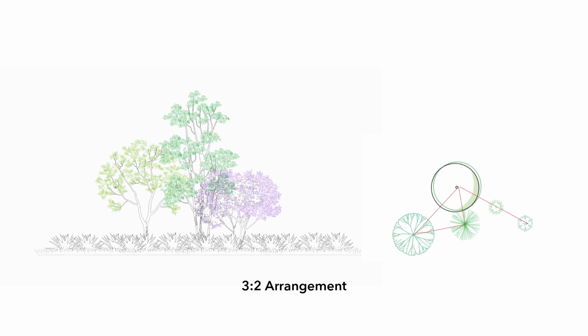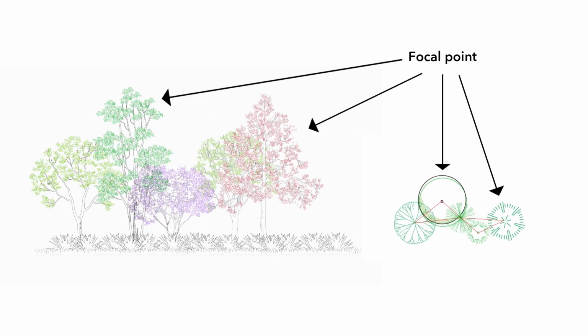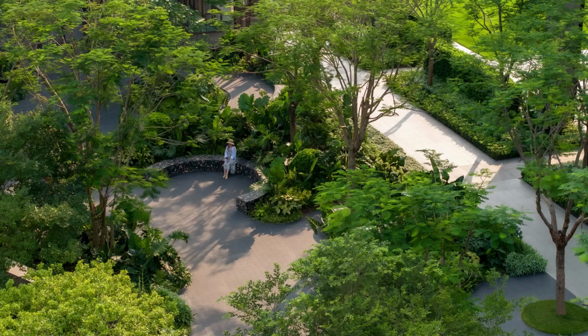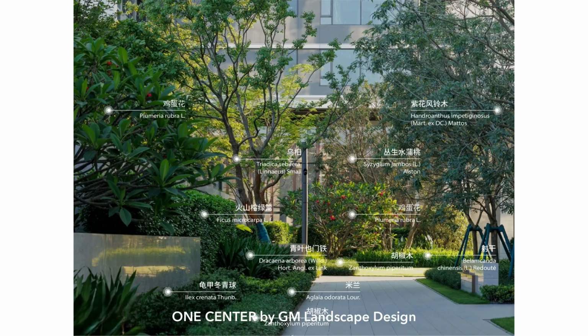The 3-2 arrangement is an expanded version of the triangle arrangement. When the planting area is larger, this method allows for 2 focal points, adding depth and dimension to the space while maintaining a natural and balanced look.